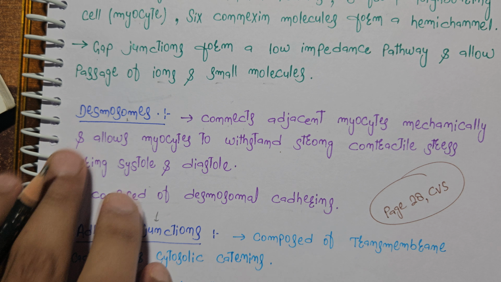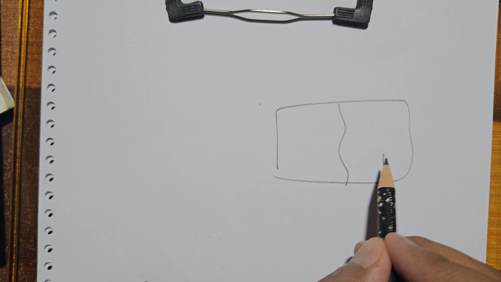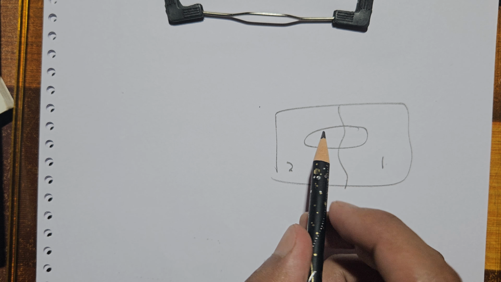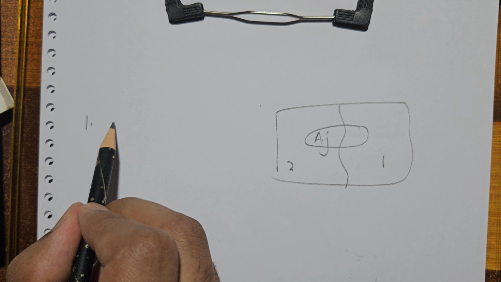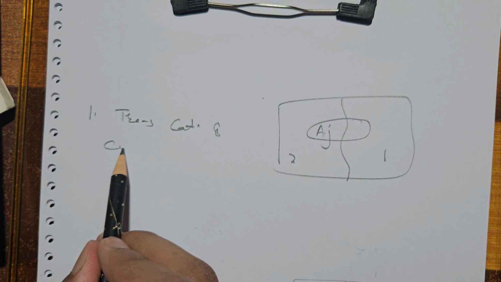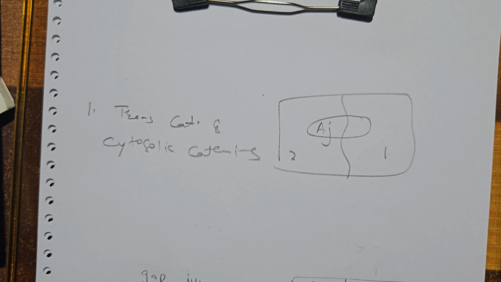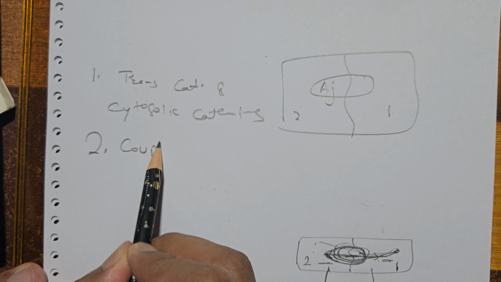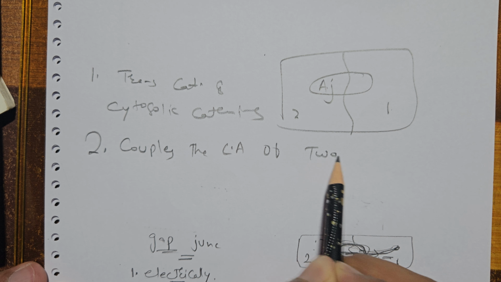Now we will move our discussion towards adherent junctions. So there is one cardiomyocyte and another cardiomyocyte. They are connected at intercalated discs, and in this intercalated disc we have adherent junctions. Now, number first point, they are made up of transmembrane cadherins and cytosolic catenins. Number second point, they couple the contractile apparatus of two cells.